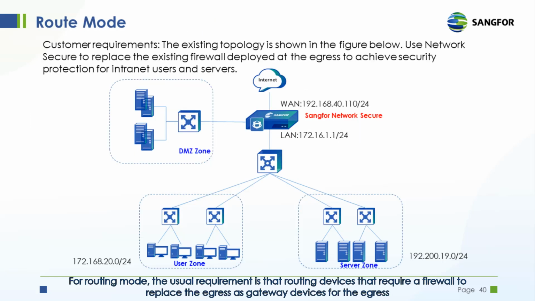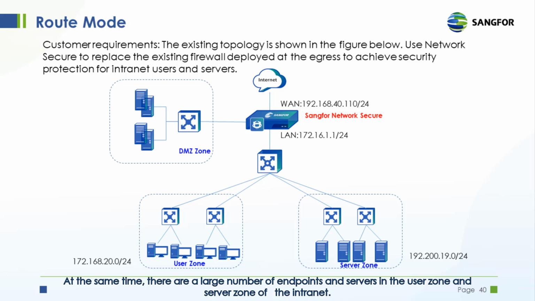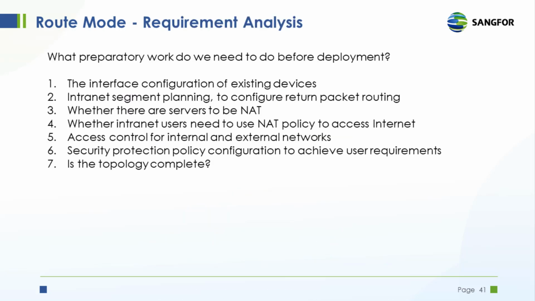For routing mode, the usual requirement is that the firewall replaces the egress routing device as the gateway device for the egress. From the topology, you can see that a switch is connected to the firewall. At the same time, there are a large number of endpoints and servers in the user zone and server zone of the intranet. Let's first analyze what preparations we need to do before deployment.